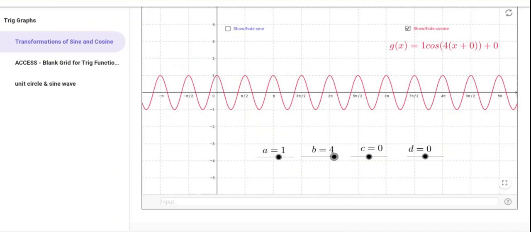So this is our graph. If we look for the intercepts for the first cycle, we will see that we have 22.5 as our first intercept, and our second intercept will be at 67.5.